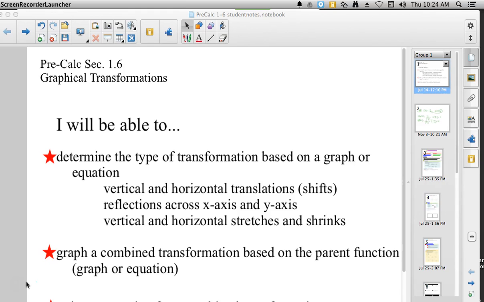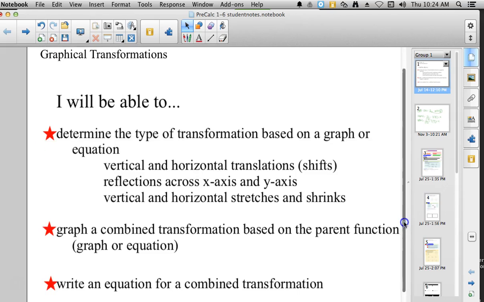Always opposites with reflections. Then we have vertical and horizontal stretches and shrinks. That's part of A. A tells us whether or not we have a stretch or a shrink, because if A is bigger than 1, it's a stretch. And if A is a fraction between 0 and 1, we're looking at a compression.